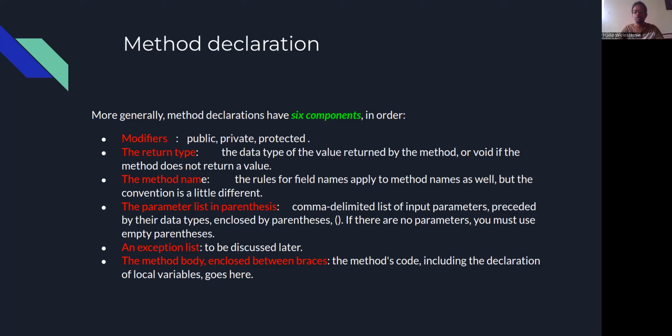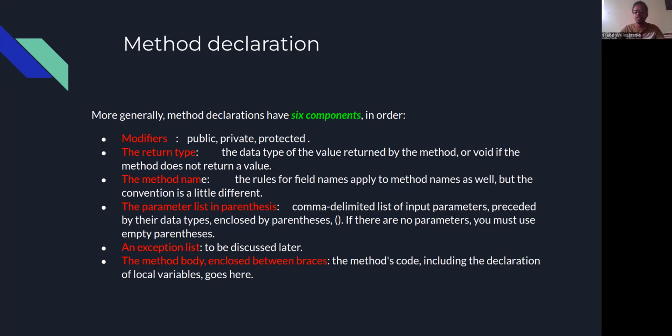I will put these 6 components in order. The first one is access modifier. Java has its own access modifiers like public, private, protected, and default. I will not talk about these things in detail today. I will have a different video for these modifiers.